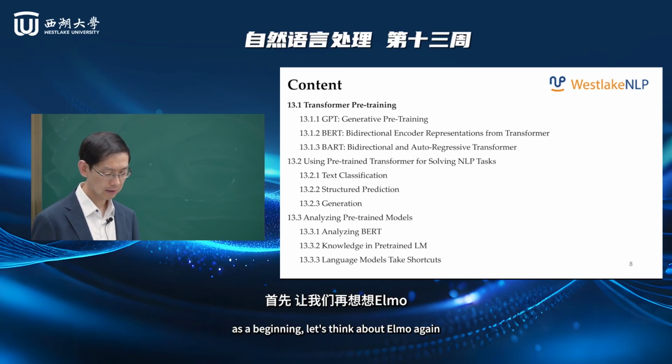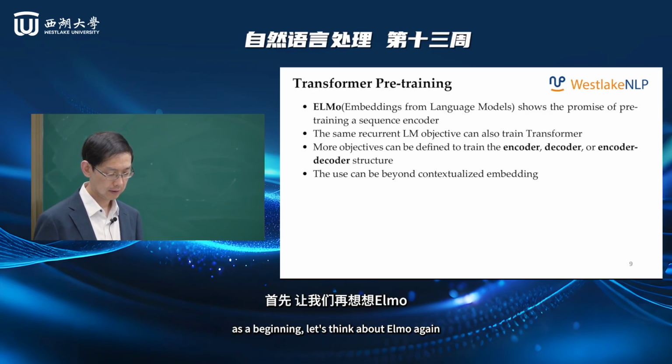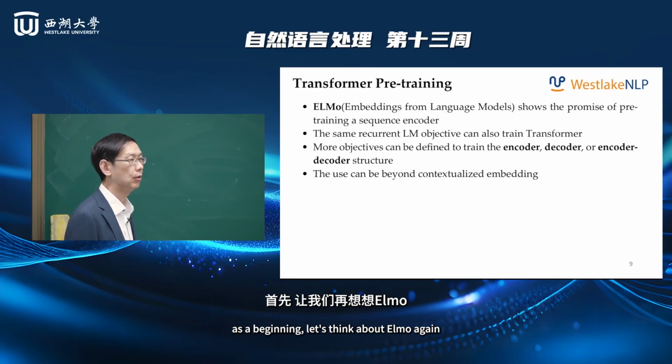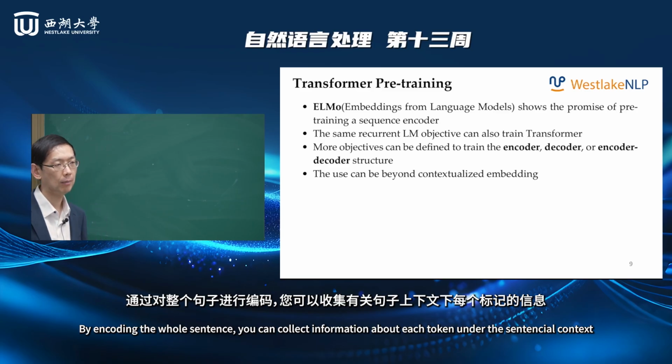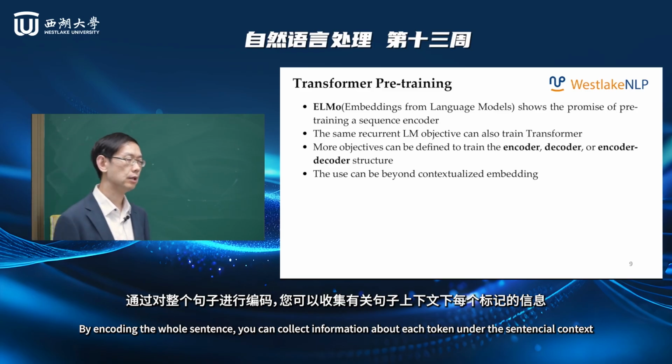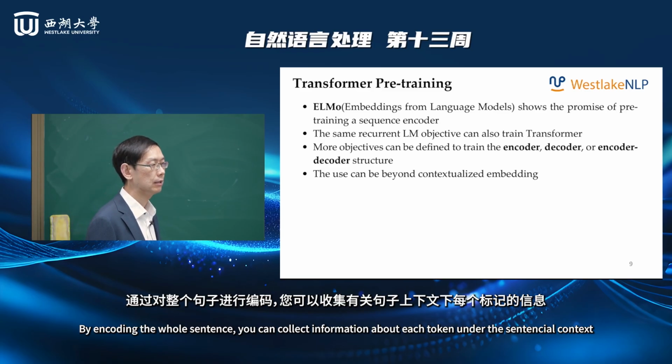As a beginning, let's think about ELMo again. It's a pre-trained recurrent neural language model, from which you can collect contextualized word embeddings. By encoding the whole sentence, you can collect information about each token under the sentential context.